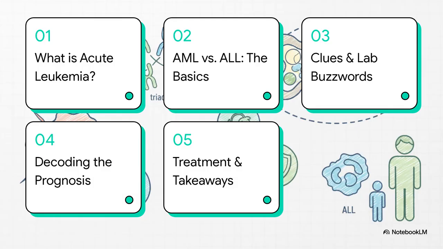So here's our game plan. We're going to start with the single most important number for diagnosis. Then we'll break down the two main types, hit all the classic buzzwords you need to know, decode the genetics that tell us about prognosis, and then wrap it all up with a power-up summary of the exam essentials.